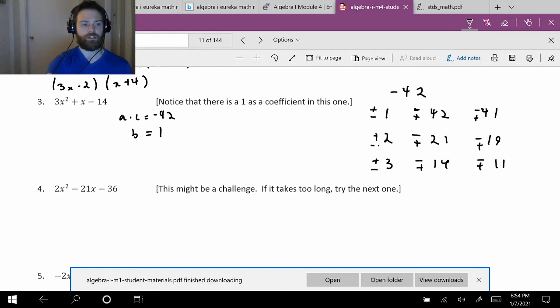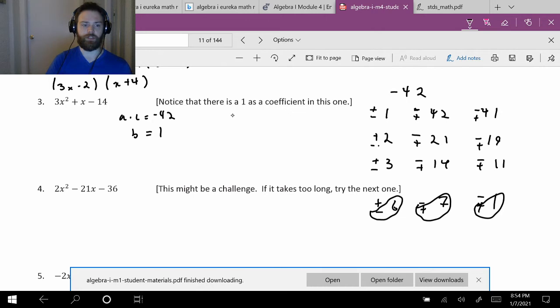So it's not divisible by 5 because it doesn't end in 5 or 0, but it is divisible by 6. So plus minus 6 and then minus plus 7. So if you take a look here, 6 minus 7 is negative 1, and then negative 6 plus 7 is positive 1. So negative 6, positive 7 is my pair, and it does add to be our positive 1 b term.